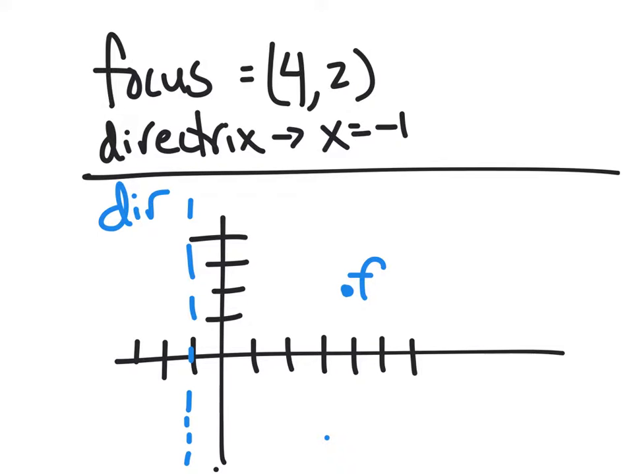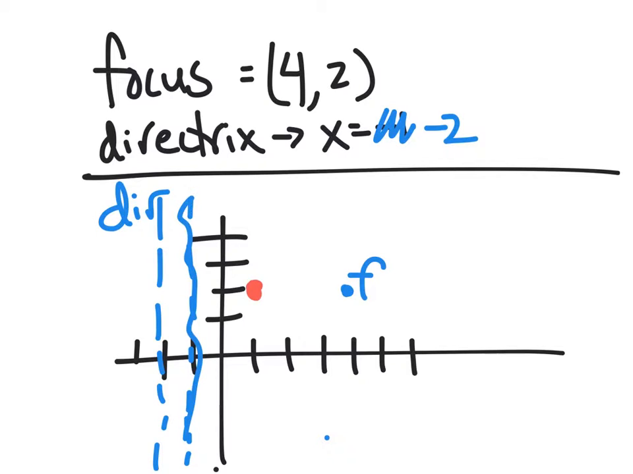So let's forget about the directrix being here. Let's say the directrix is at -2. Okay, so what that means is that the distance between the directrix and the focal point is 6, and half of that is 3. So our vertex is going to be right here, and we're going to have integer values for its coordinates, which makes it easier. So our vertex is at (1, 2).